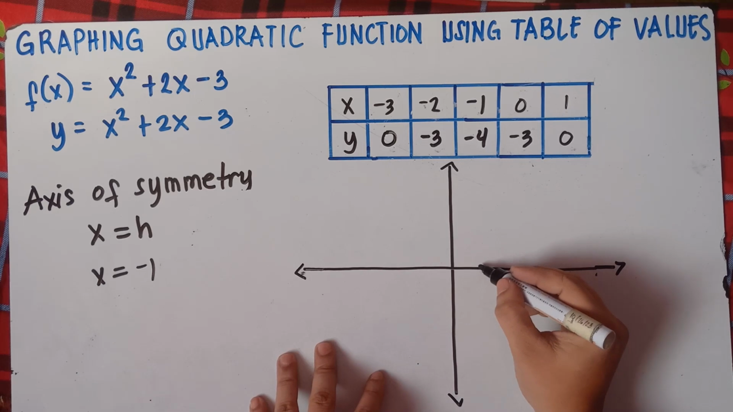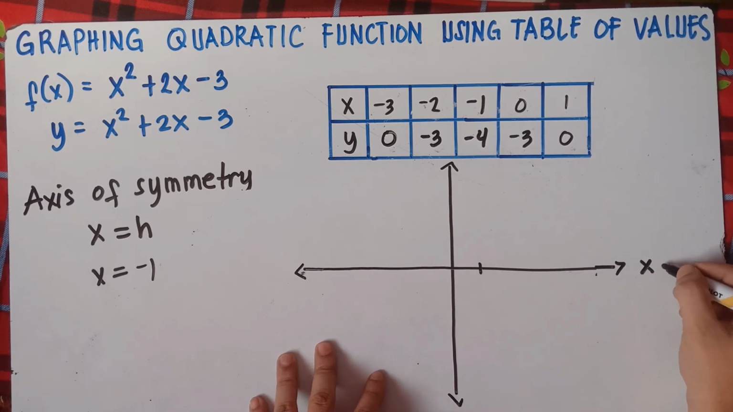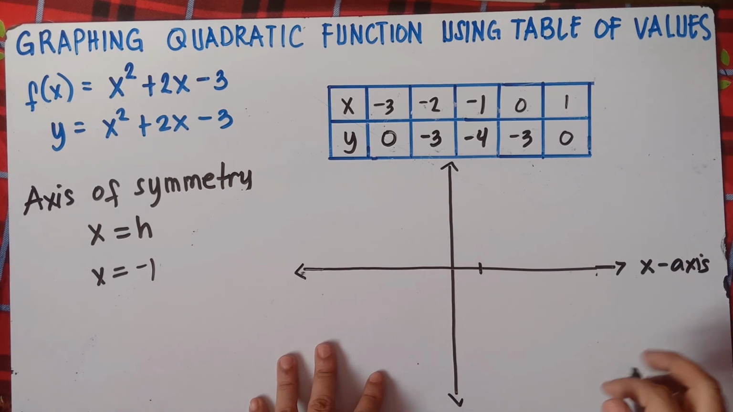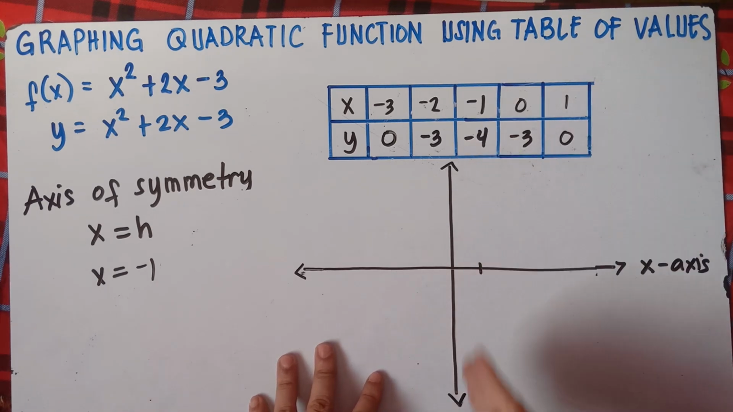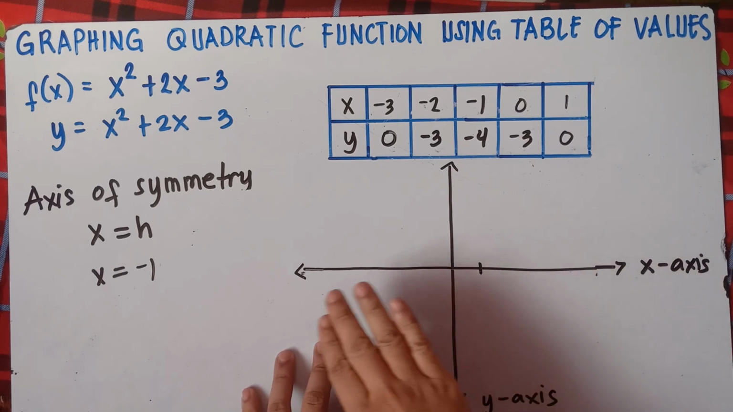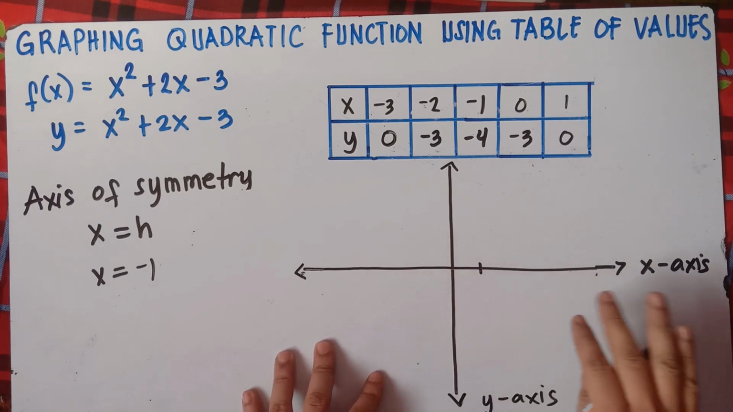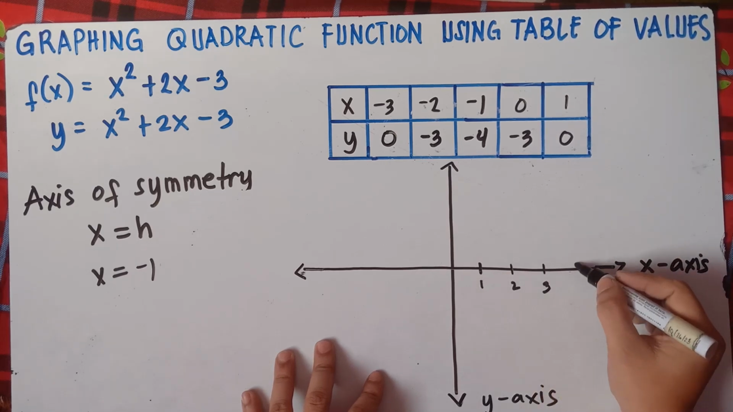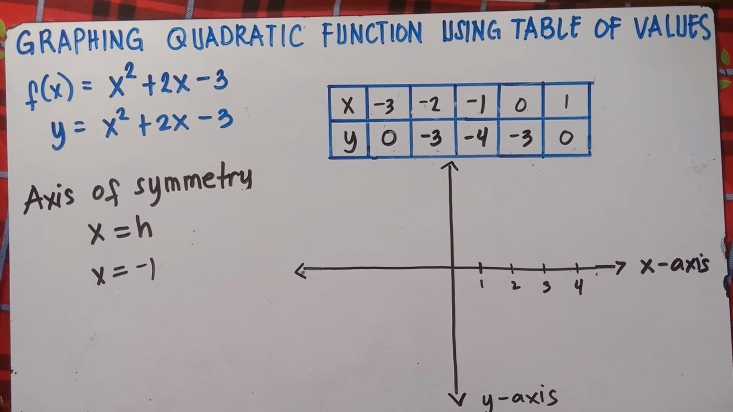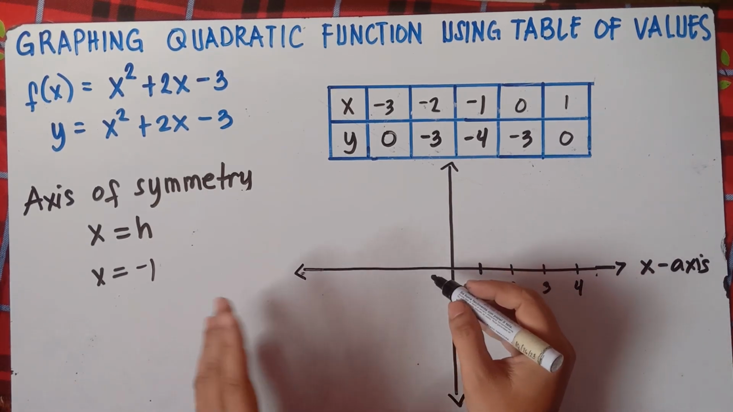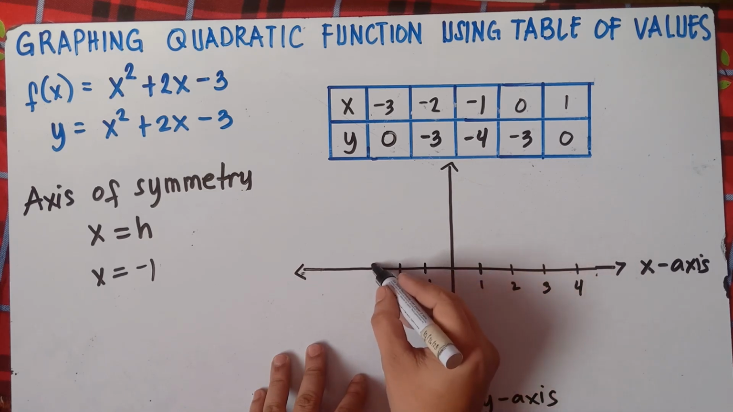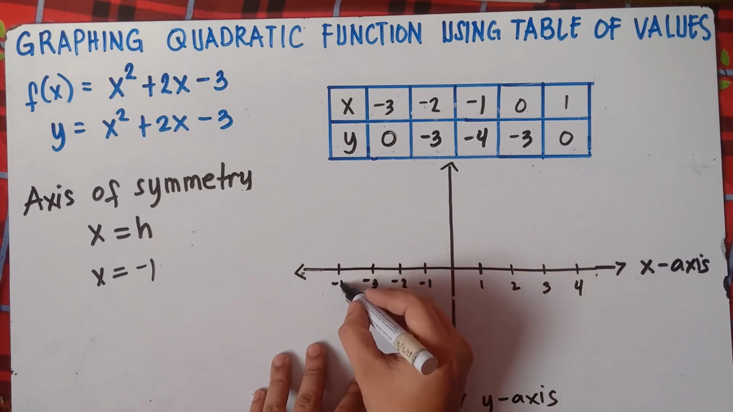So once again, this is our x-axis. The horizontal line will be our x-axis, and the vertical line will be our y-axis. For the x-axis, the positive numbers are on the right: positive 1, positive 2, positive 3, and positive 4. Let's stop at positive 4. And on the left, this will be negative 1, negative 2, negative 3, then negative 4.